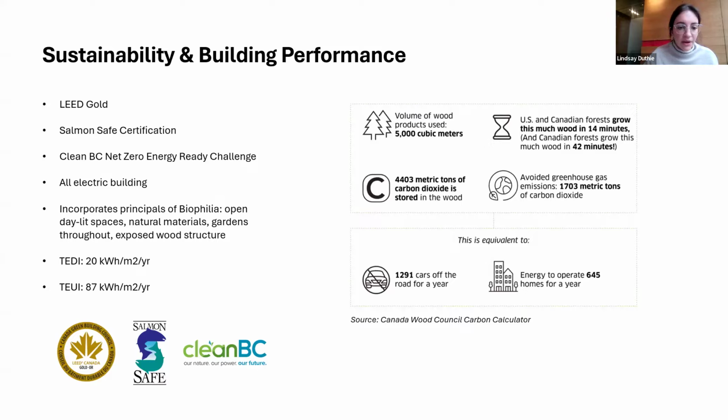And then on the right here, you can see some stats from the Canada Wood Council Carbon Calculator. The amount of wood in this project can be grown by North American forests in 42 minutes. So by the time this presentation is over, another Keith Drive would have been grown.